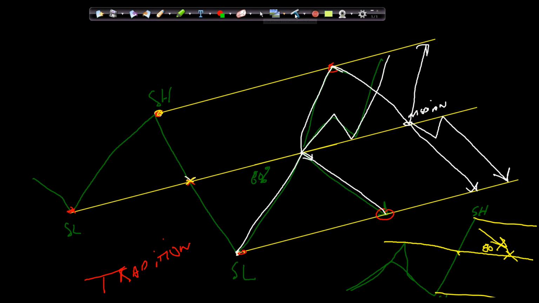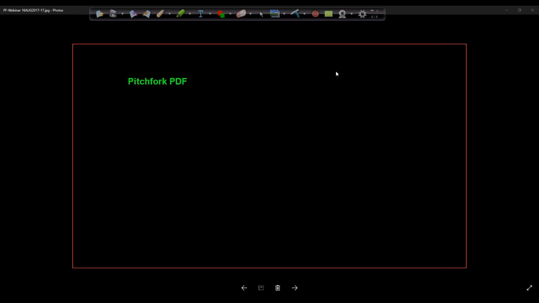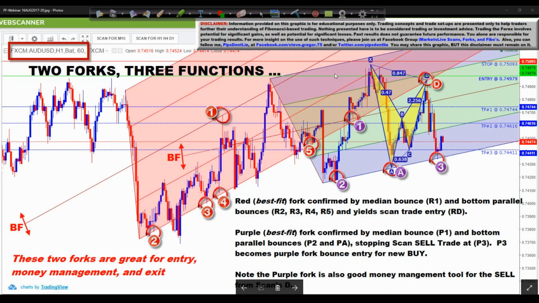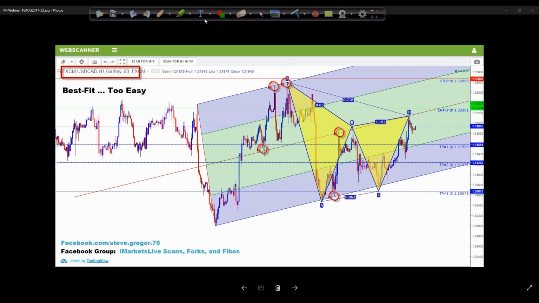So instead of just drawing too much stuff, let's look at some pitchforks. And I think that's what we're going to do. So here's a bunch of pitchforks. Let me look at something more simple to start with. Here's a pitchfork with a scan. And here's what we're doing with this.